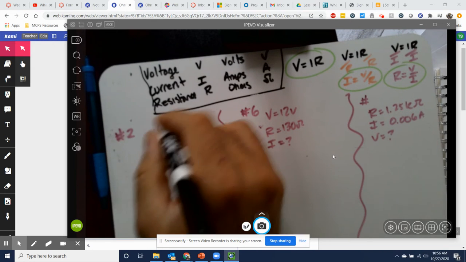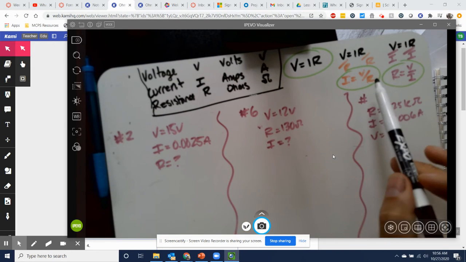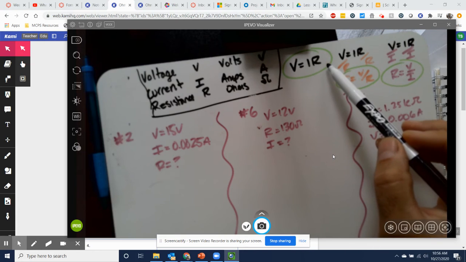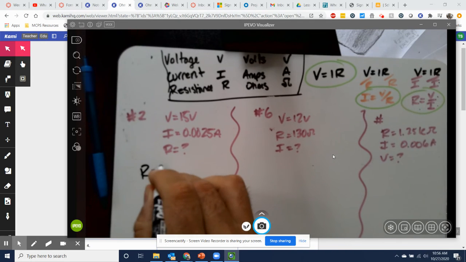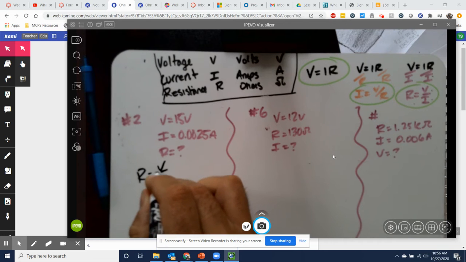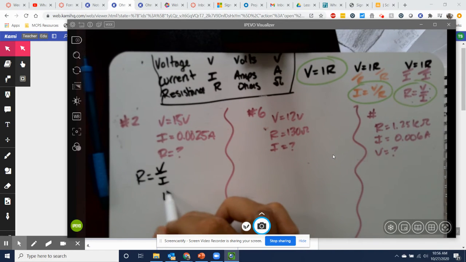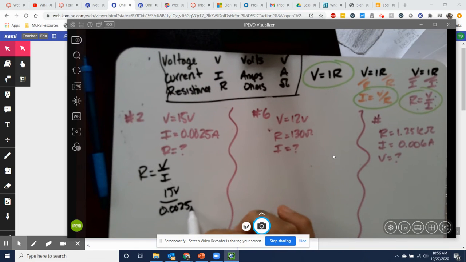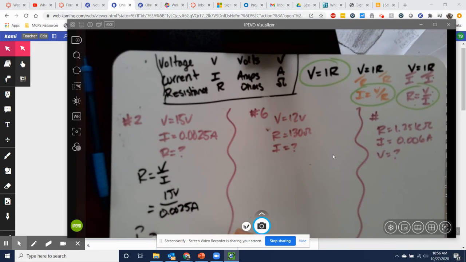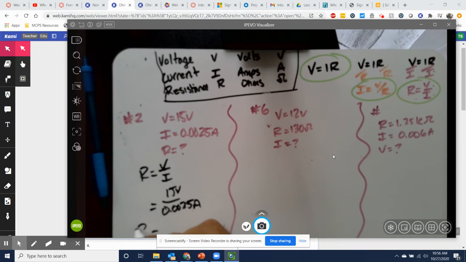So number 2, I need to solve for resistance. I took V equals IR. I wanted to solve for R, so I divided both sides by I, and I got R equals V over I. So R equals the voltage divided by the current. And I'm going to plug the voltage in, 15 volts divided by 0.0025 amps. And that will give me the resistance for my answer.